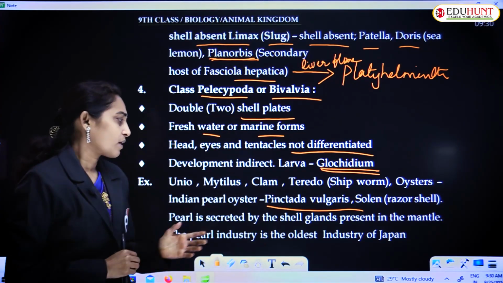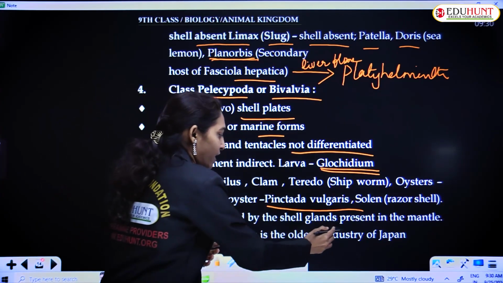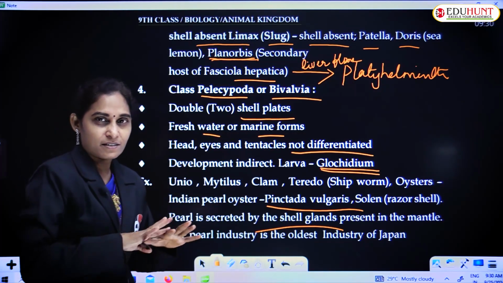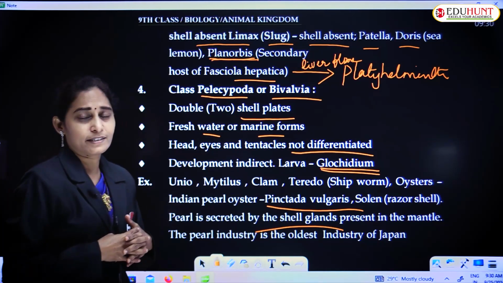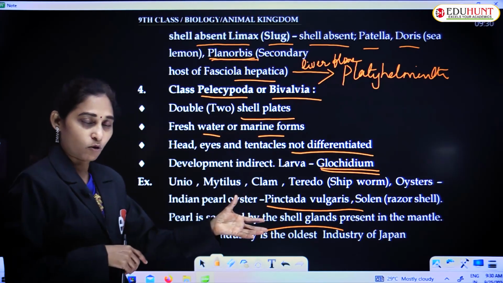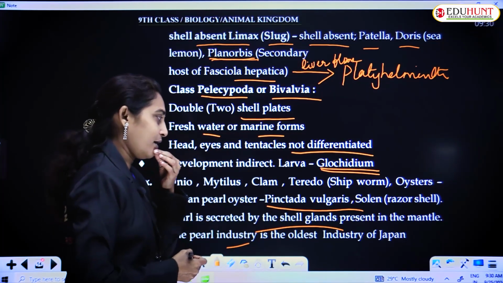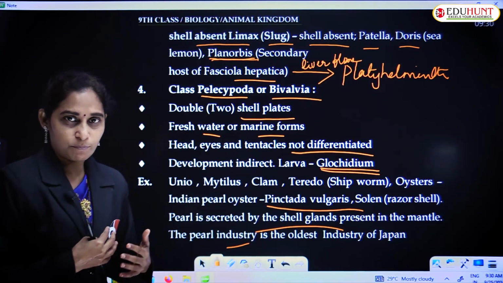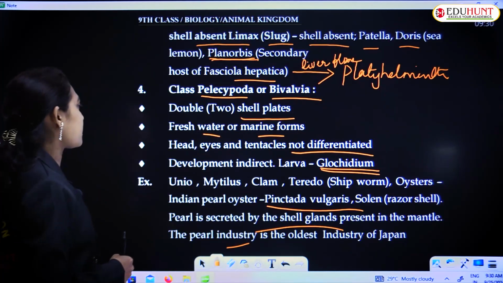Pearl is secreted by the shell glands present in the body, not in the shell, present in the body. Just now we have seen the video. A pearl is secreted by the shell glands present in the mantle part of the body. And the pearl industry is the oldest industry, especially of Japan. They cultivate these pearls. And once again I'll show you how the pearls are made.